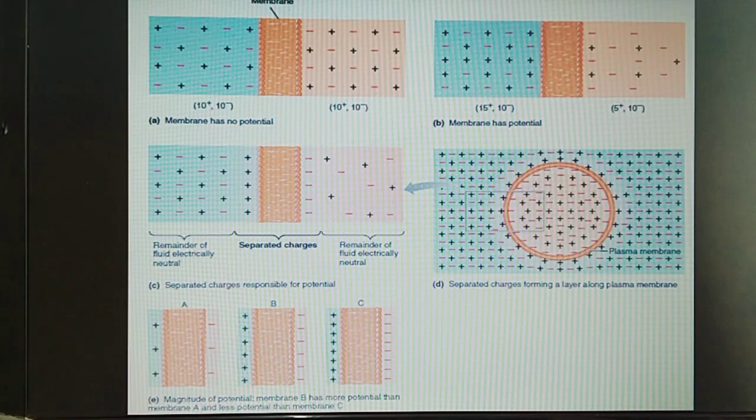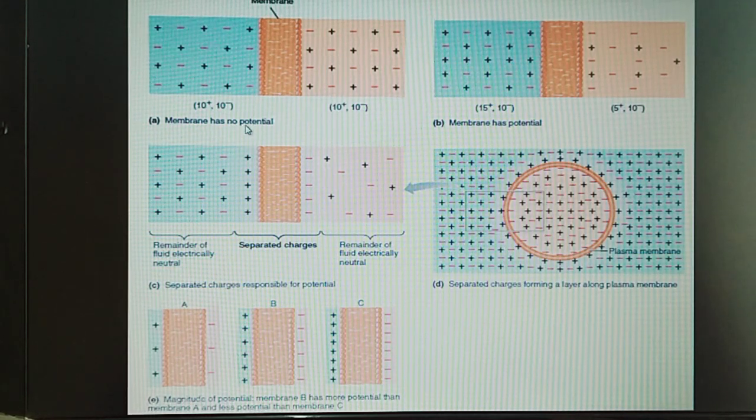So here in this diagram, there are 5 different diagrams shown: A, B, C, D and E. These diagrams quite efficiently explain what exactly we mean by the membrane potentials. The diagrams are taken from the book by Lauralee Sherwood. Since we can understand this concept quite easily, let's look at it through the very first diagram A, which shows that the membrane has no potential.